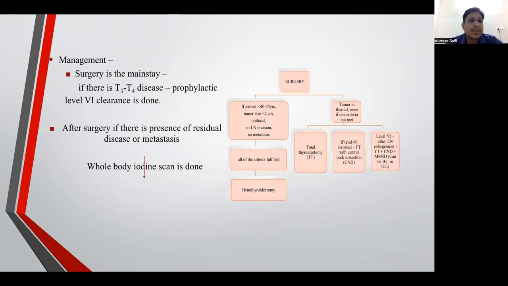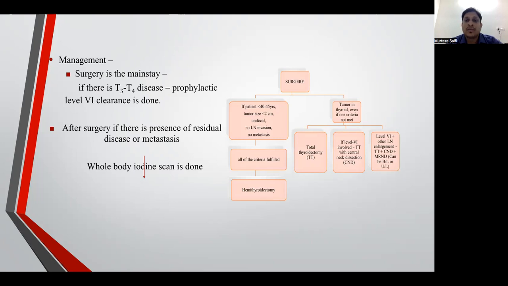Now the management part: surgery is the mainstay. If there is T3 or T4 disease, prophylactic level 6 clearance should be done. Then after surgery, if there is residual disease or metastasis, a full body radioiodine scan is done.